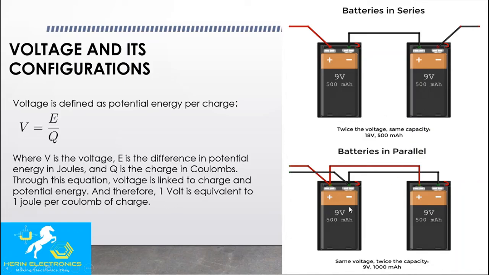Whenever these batteries are connected in parallel, that is, the positive terminal of one battery is connected to the positive terminal of the other battery and the negative terminal of one battery is connected to the negative terminal of the other, the voltage will remain the same, whereas the capacity of both batteries will be doubled. That is, the total output of this configuration will be 9 volts and 1000 mAh.